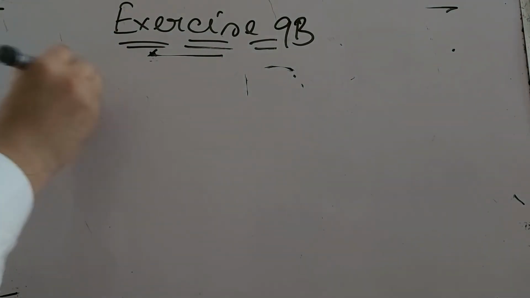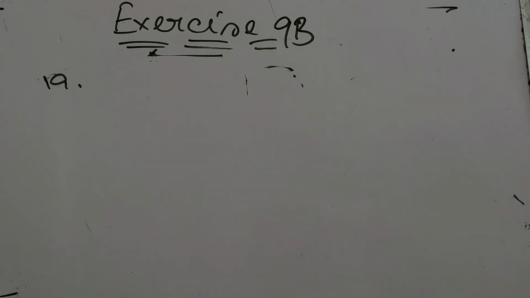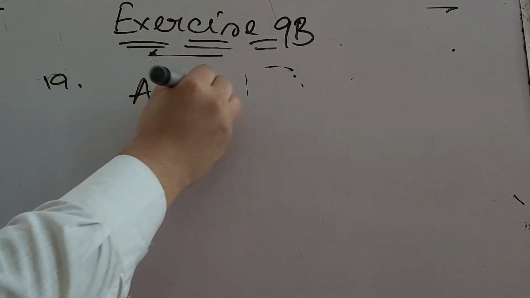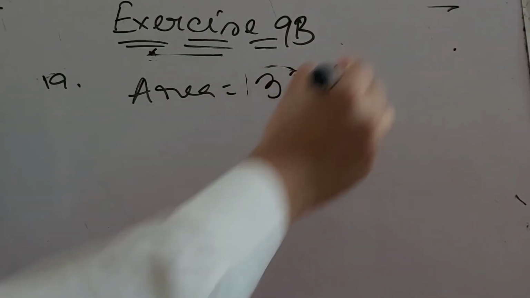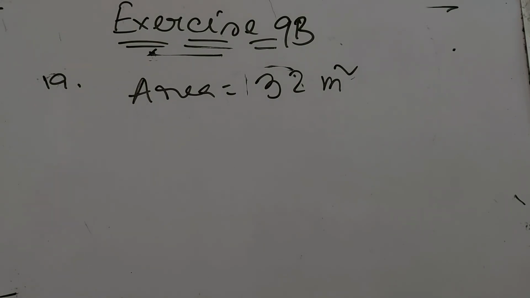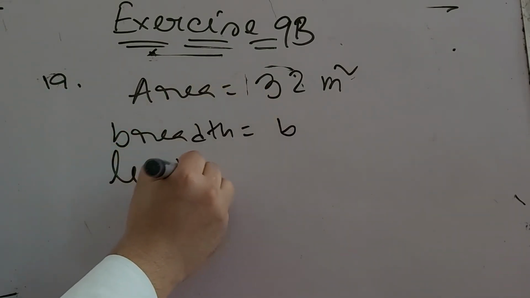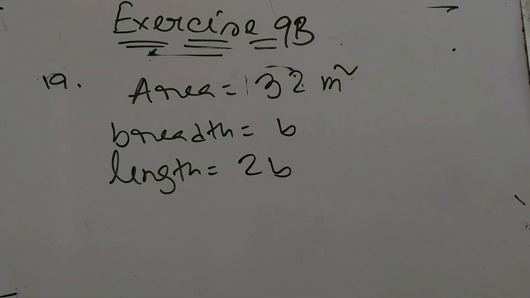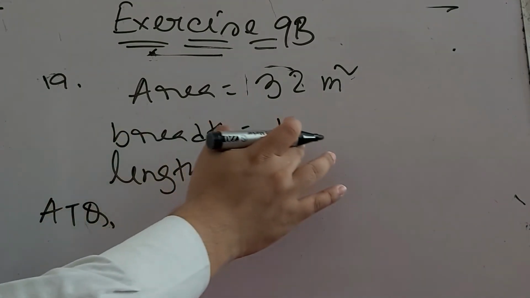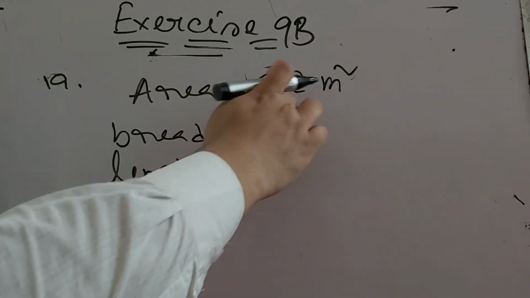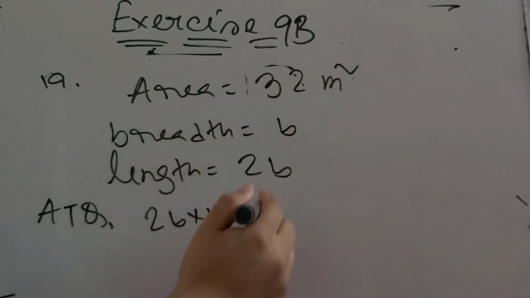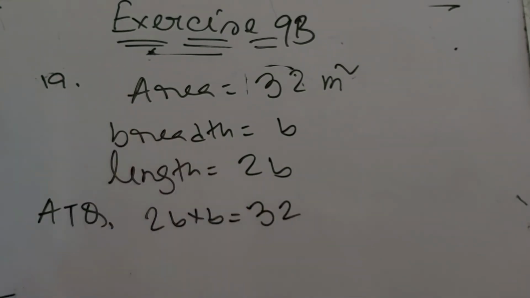Now number 19. Number 19 says the length of a room is twice its breadth and its area is 32 square meter. Find its length. So here area equals 32 square meter, and there is another clue: the length of a room is twice its breadth. So if the breadth equals b, then the length equals 2b. According to the question, length times breadth equals the area. So 2b into b equals 32.